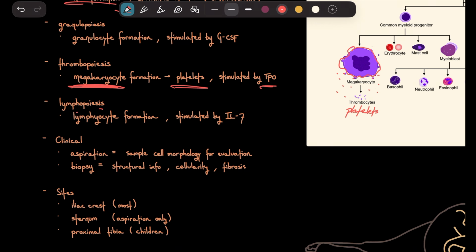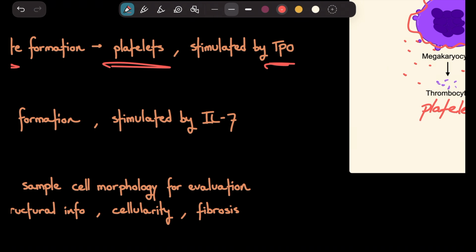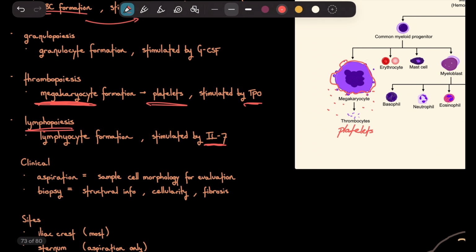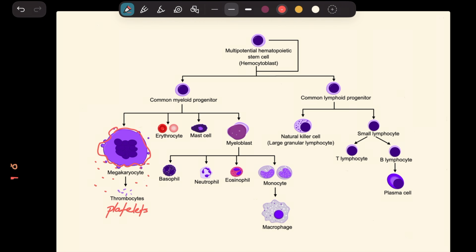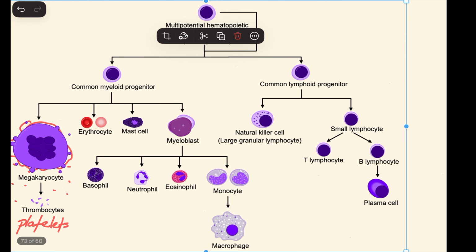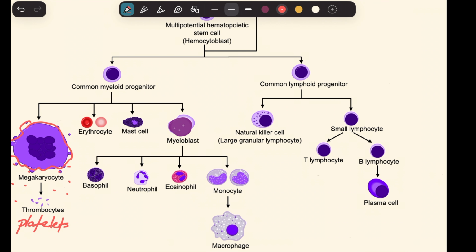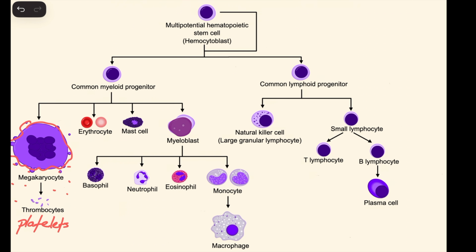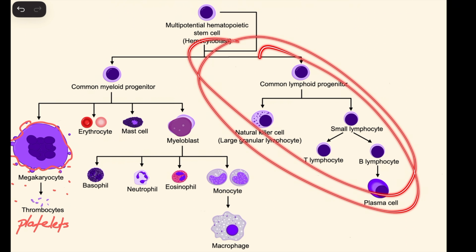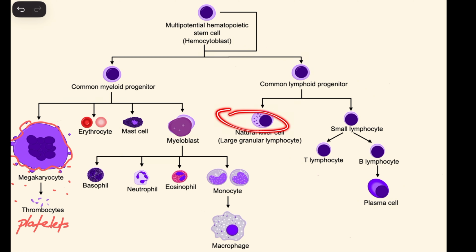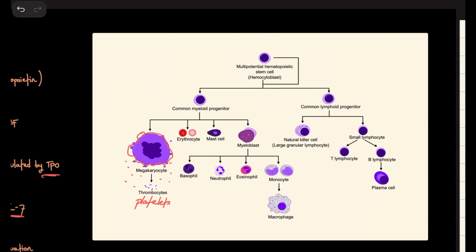All right, then lymphopoiesis. That is going to select for those adaptive cells and NK cells, stimulated by something called IL-7. It's one of your signaling factors. So if I get enough of that, that will send me down this other fork. This fork down here. That'll send me down this pathway. And then I can get my NK cells and my lymphocytes.